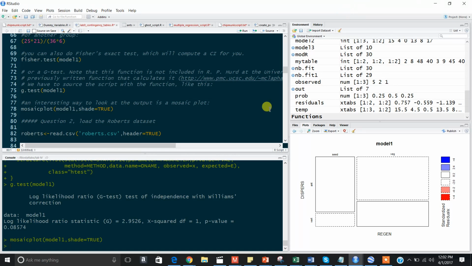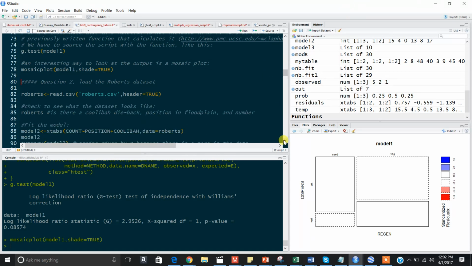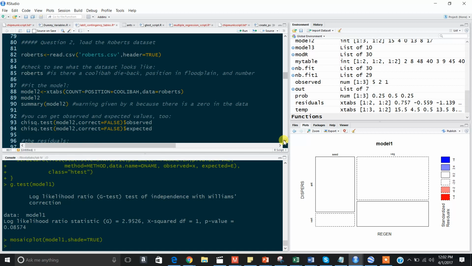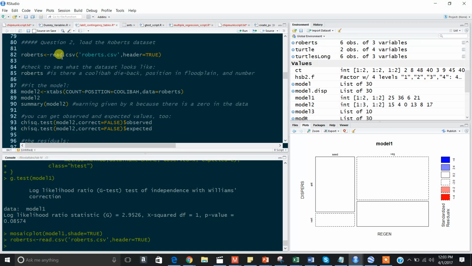Okay, so let's move on to another example. So we're going to do the Roberts data set, and this study was looking at Kulebach dieback, I don't know how to pronounce it, versus the position in the floodplain, whether it was at the top, middle, or bottom of the floodplain. So we're going to run the CSV, and we'll check out what the data set looks like.